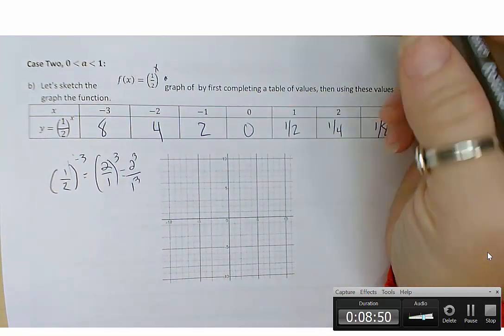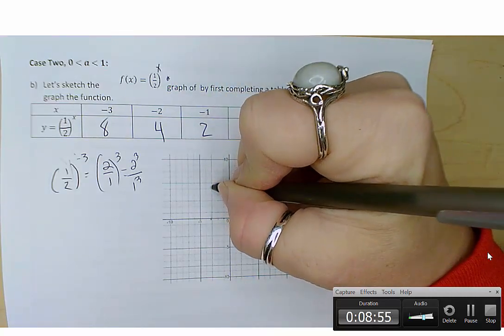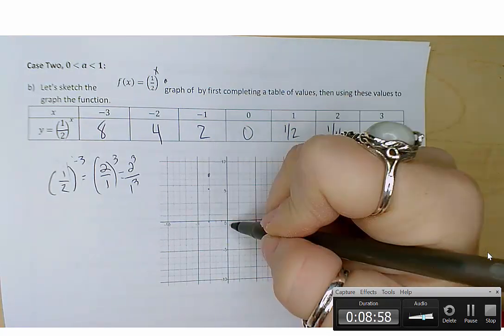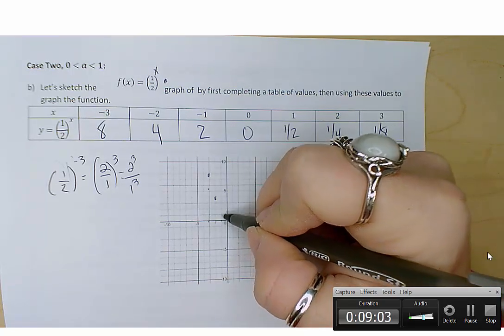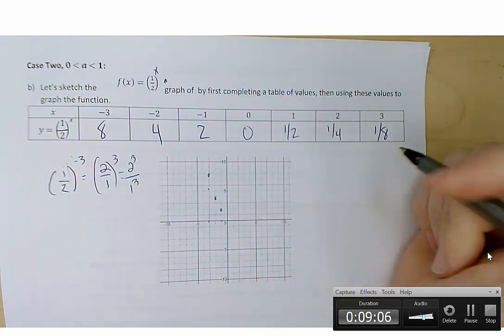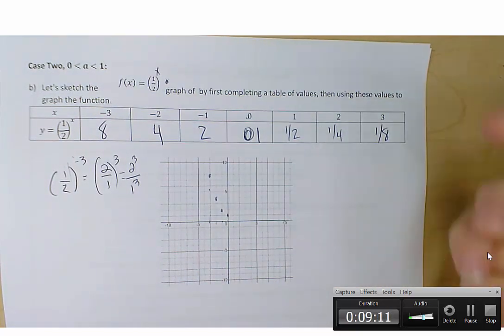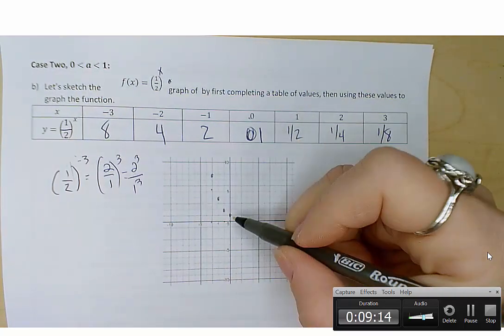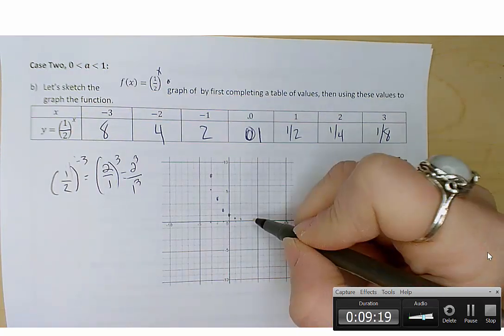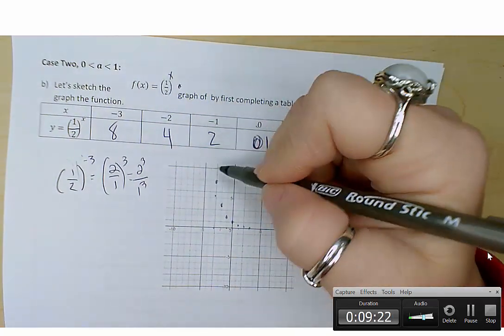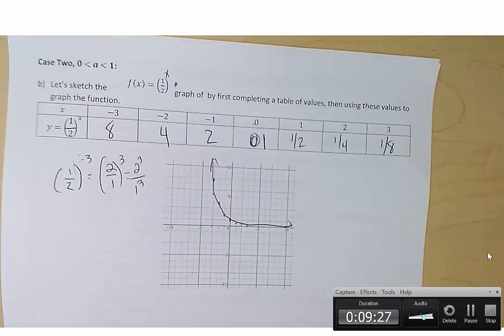So let's go ahead and start to plot these here. So we have a negative 3, and we have an 8, which is going to be up here. We have a negative 2 and a 4. Then we have a negative 1 and a 2. I'm sorry, I did 1/2 to the 0, should be a 1. I'm not sure why I wrote a 0 there. So we should have a 0, 1. Then we're going to have a 1 and a 1/2, a 2 and a 1/4, and a 3 and a 1/8 here.